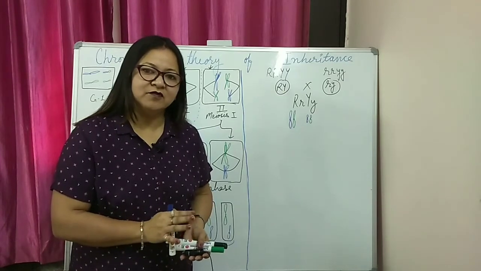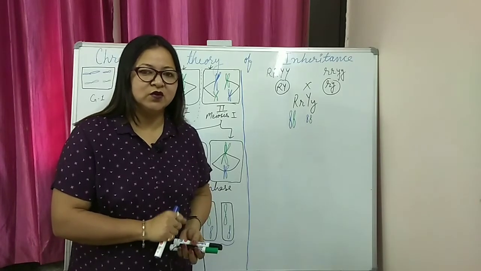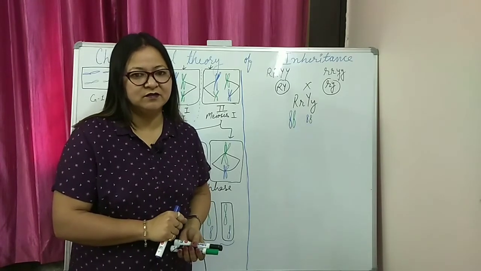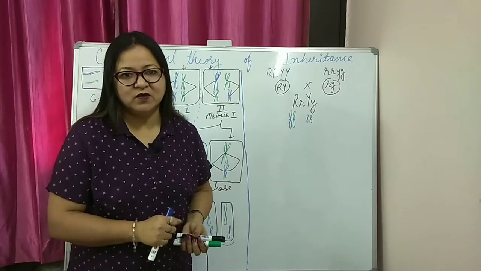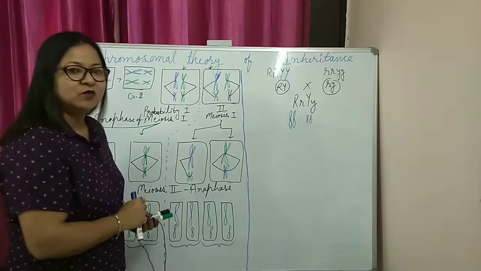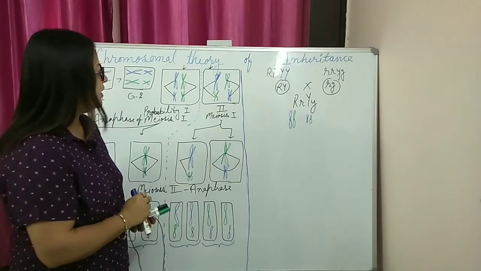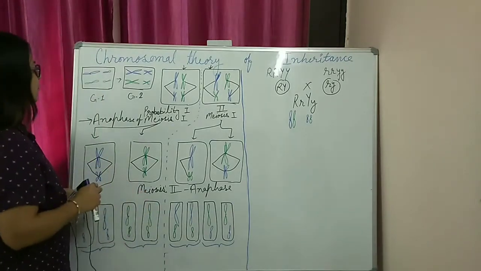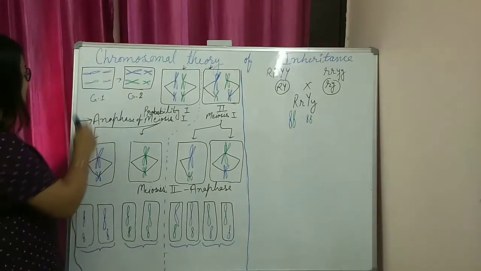At the time of Mendel's work, he didn't know about the nucleus, chromosomes and genes, but as microscopy developed, we came to know about the chromosome. So Sutton used the chromosome movement to explain inheritance. As you know, the chromosome movement during meiosis, here is a diagram.